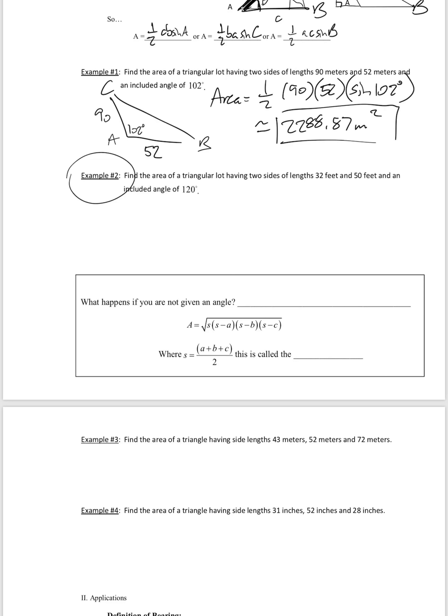Now, there's also the case where we're not given an angle. So if I'm not given the angle of the triangle, or any angle in the triangle, how can I find the area? Happily, there is a formula from an old Greek mathematician called Heron. So Heron's formula. And that is this right here. So the area is the square root of s times s minus a times s minus b times s minus c. And s here is defined as a plus b plus c all over 2.